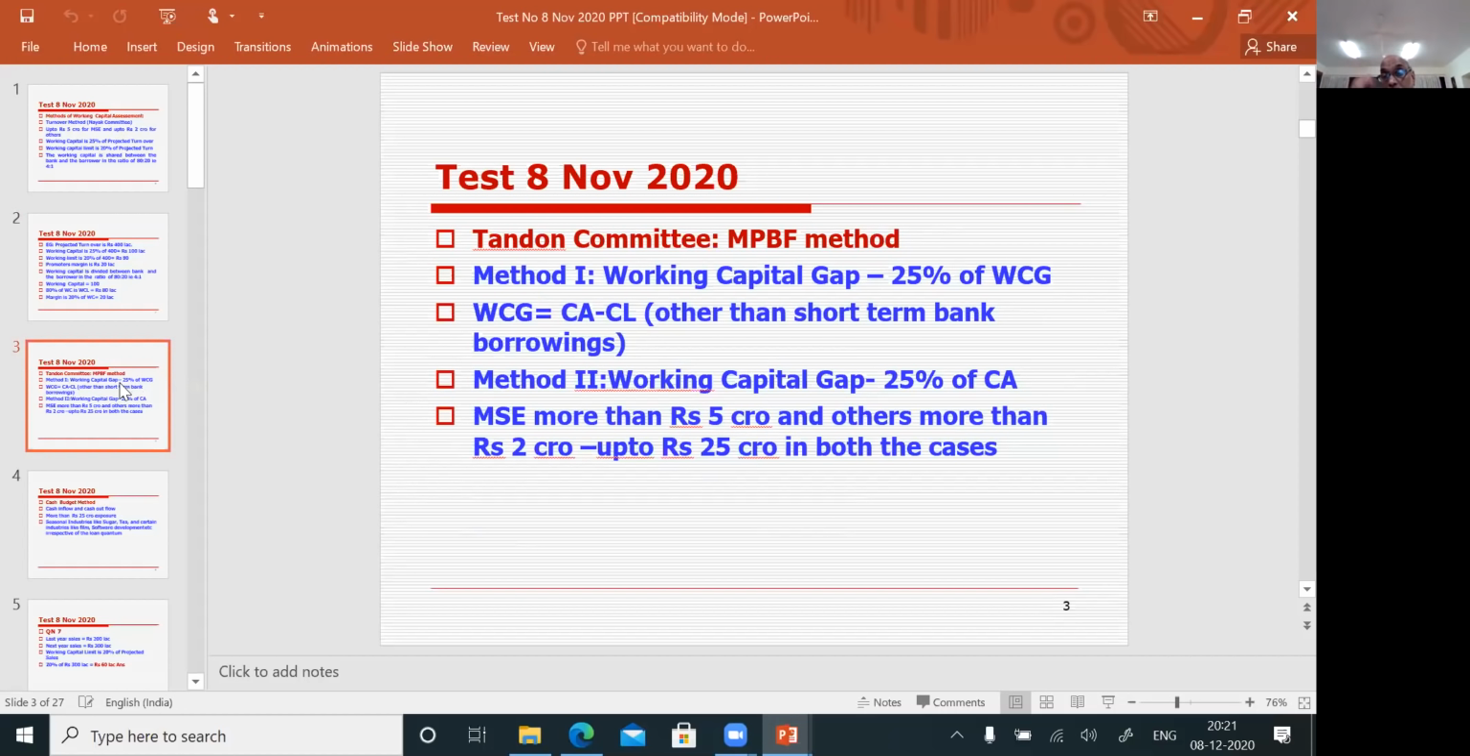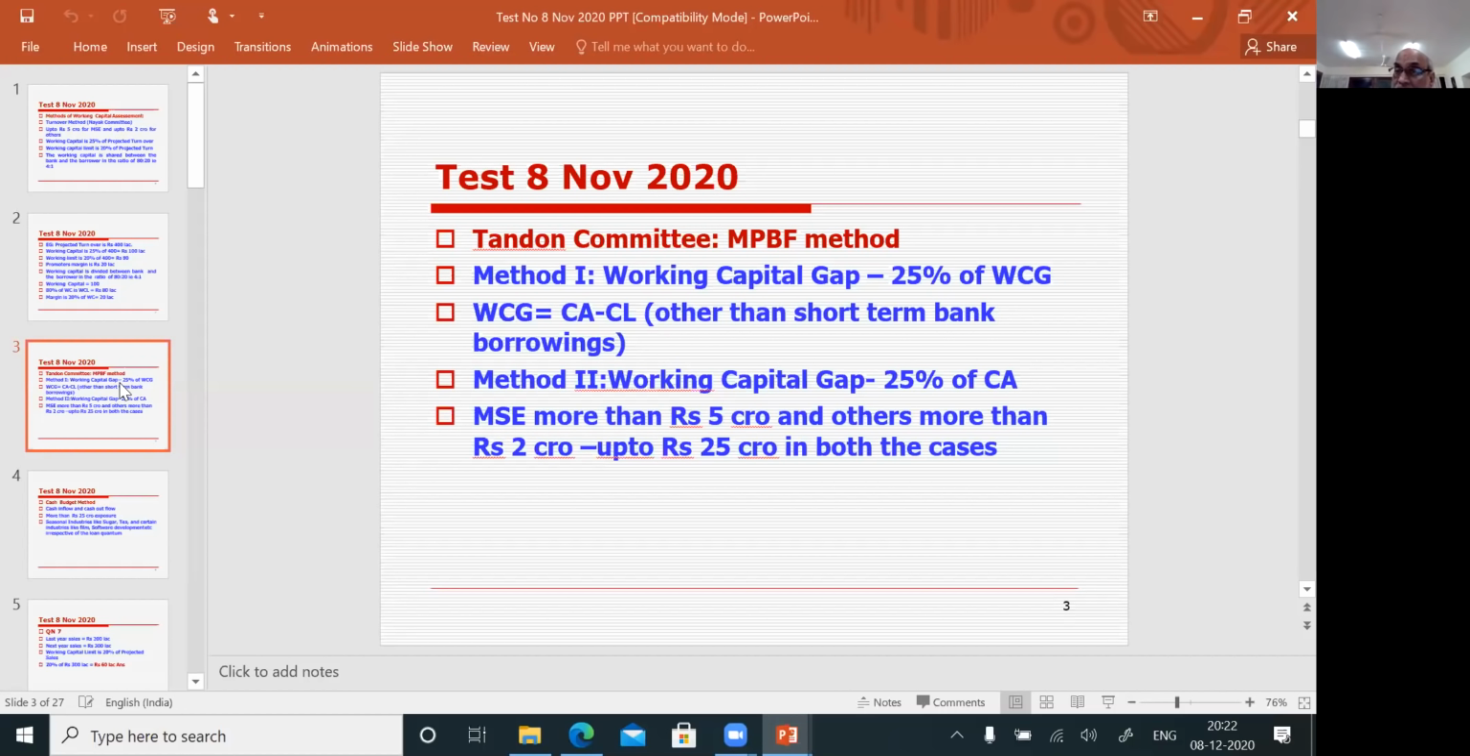The other method is the Tandon committee method, where we calculate the working capital based on maximum permissible bank finance, MPBF, all of you are aware. It is maximum permissible bank finance. For which type of accounts will we use the Tandon committee method, and for which the Nayak committee method? If it is MSME, up to 5 crores; for others, up to 2 crores. We will calculate the working capital limit based on that.